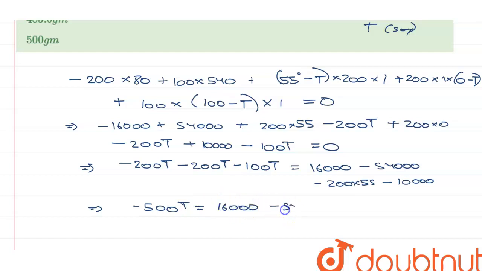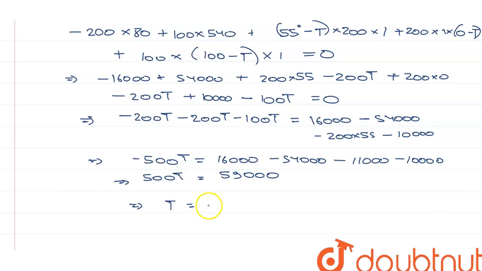which gives us, on the left hand side, minus 500 capital T is equal to 16,000 minus 54,000 minus 55 into 2, that is 11,000, minus 10,000. So this gives us 54 minus 16 plus 11 plus 10, which is 59,500, which means capital T is 118 degrees Celsius.